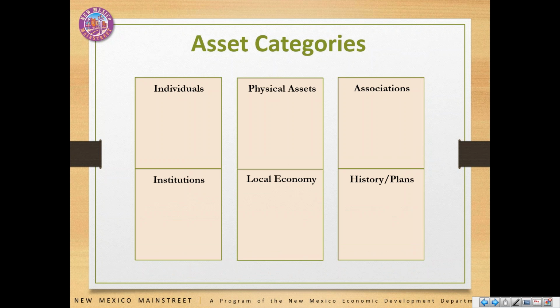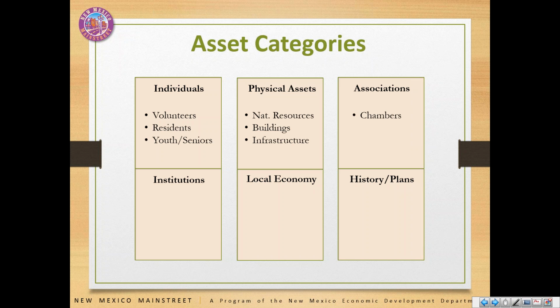So here's a few examples within each of those categories. Within the individuals category, we would have our volunteers, residents in our community, and perhaps youth groups or senior citizen groups. Physical assets could include natural resources like a river or a mountain, buildings in our downtowns, like our historic buildings or historic theaters, and existing infrastructure throughout the downtown.